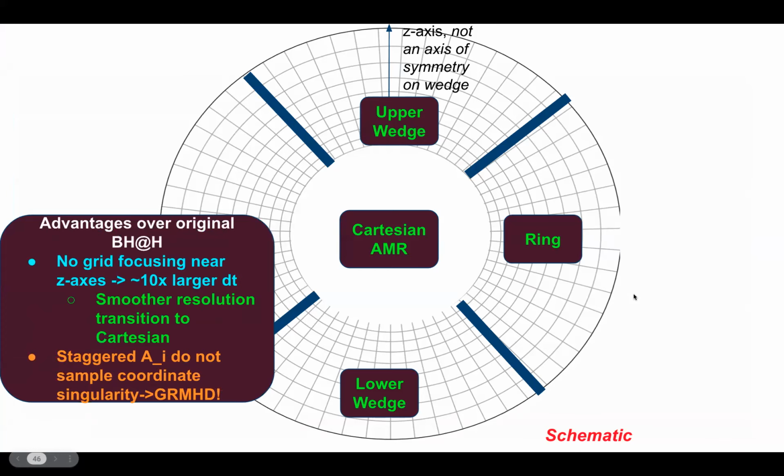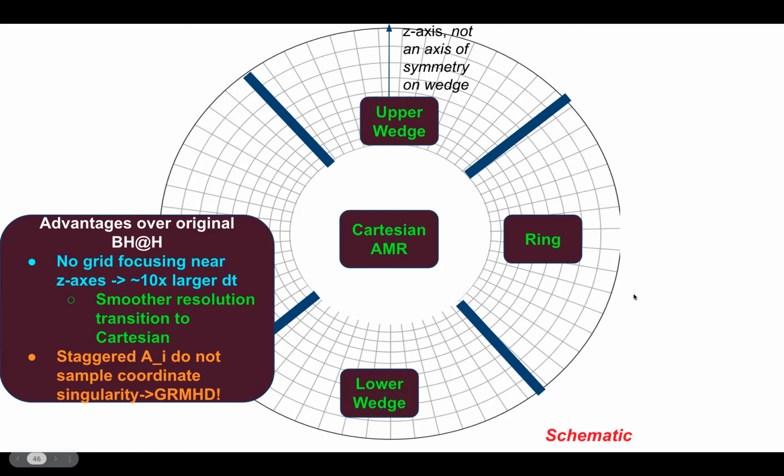There are some great advantages over the original Black Holes @ Home. Like I said, there's no z-axis here in the spherical coordinate system, so there's no great grid focus. There's no north and south pole, if you will. So this increases the time step for Q equals 1 by about a factor of 10. There's also a smoother resolution transition to Cartesian, because there's no longer enormous grid focusing up there.